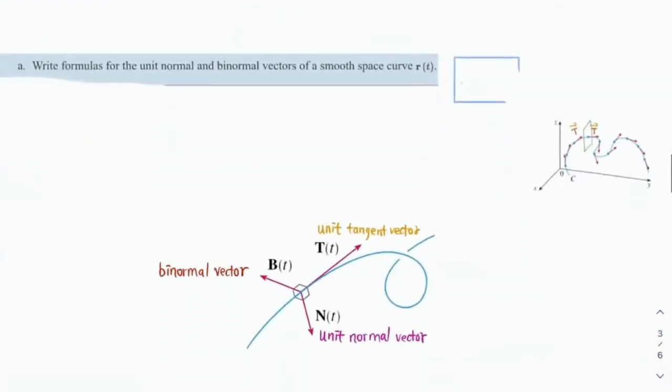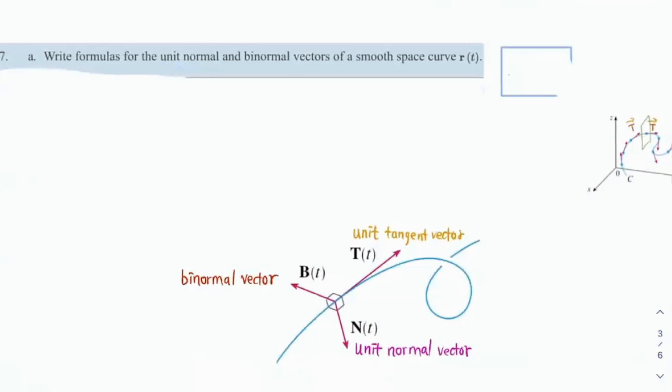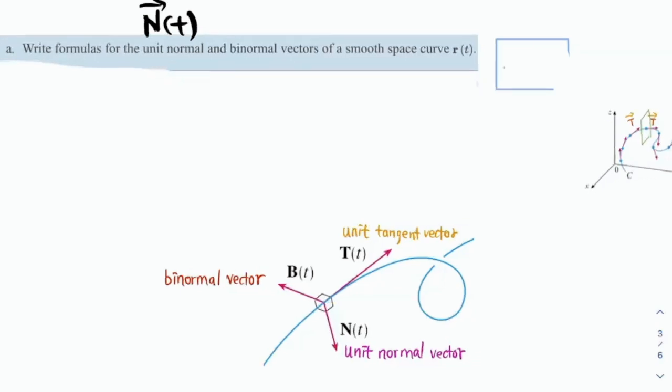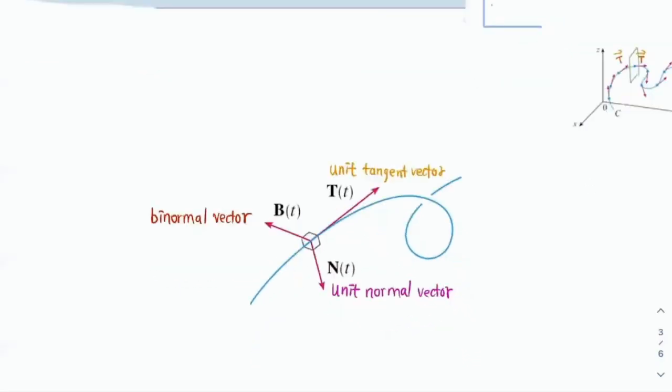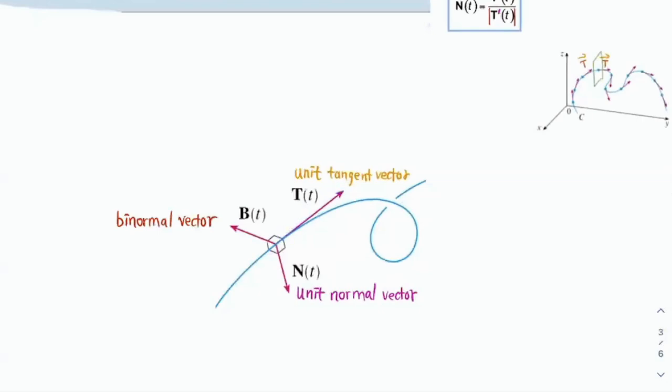Next question, what's the formula for the unit normal and binormal vector of a space curve r(t)? Let's get the unit normal first. Do you guys remember the notation for the unit normal? It is N, right? This is N of t. It's right here. This is the unit normal, and what does it equal to? Anybody remember? This is T of t. This one here will be T prime of t divided by its magnitude.